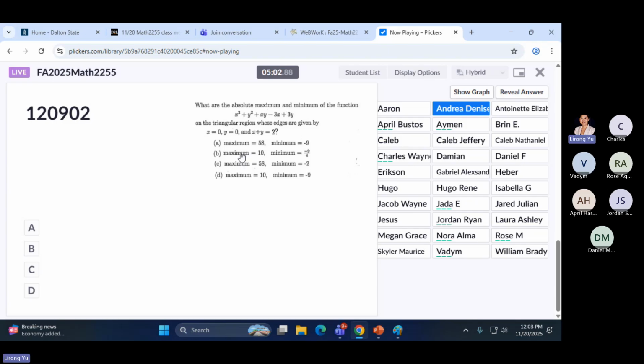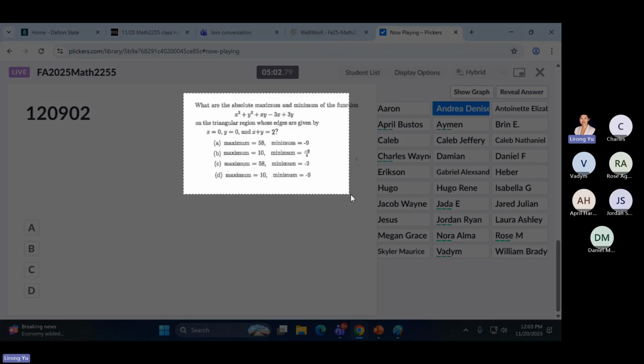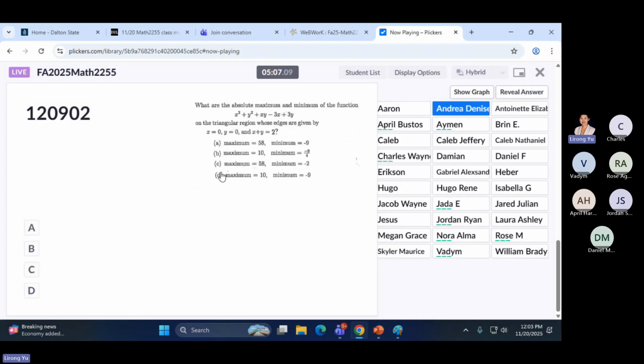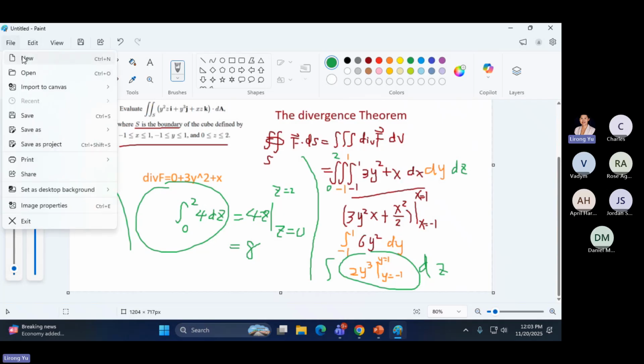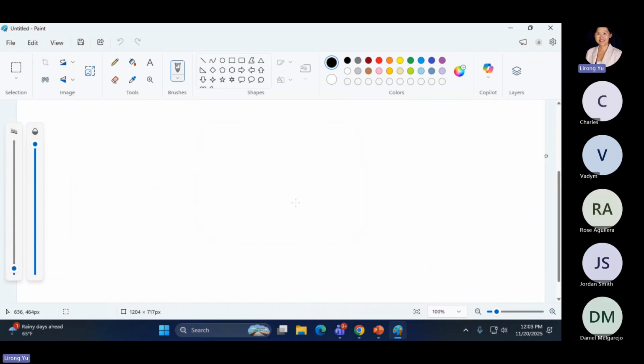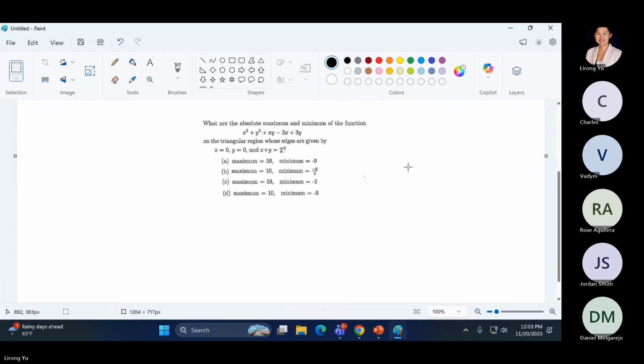Right, let me try to start it. We'll look at what happens inside and on each of the edges of the triangle. Let's look at every scenario. First we need to know exactly what this region is. It's in the XY plane.